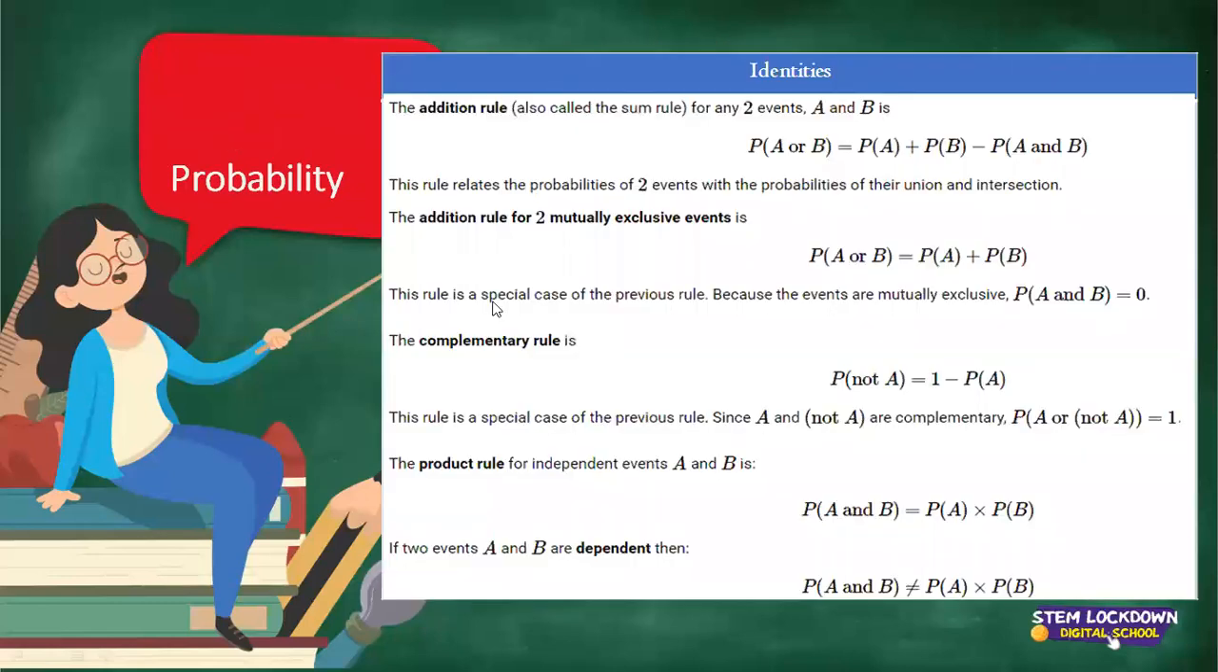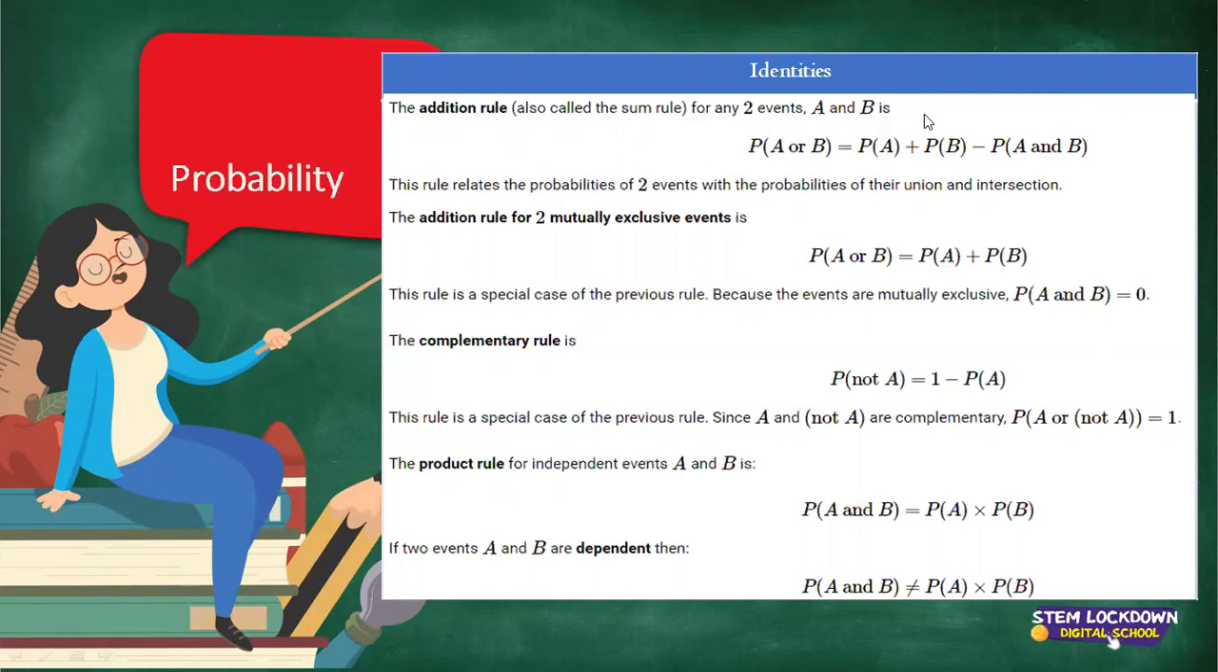Okay. So we look at some of the identities, some of the formulas that we have. That first one is the addition rule, also called the sum rule. For any two events, A and B, the probability of A or B happening is equal to the probability of event A plus the probability of event B minus the probability of event A and B.